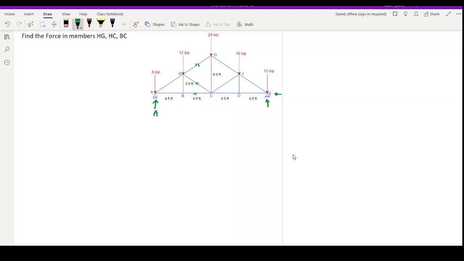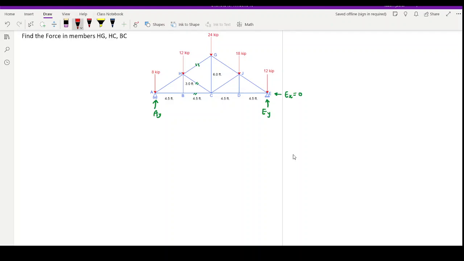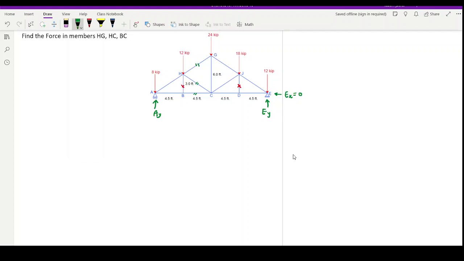I have AY in here and EY in here and EX in here. Because there is no horizontal force, this EX is 0. I write it immediately. Even though it's not necessary, by inspecting this truss I can see that this member is a zero force member and this member is a zero force member. I just cross them out in case one of them is among the unknowns. So these two members are zero force members.